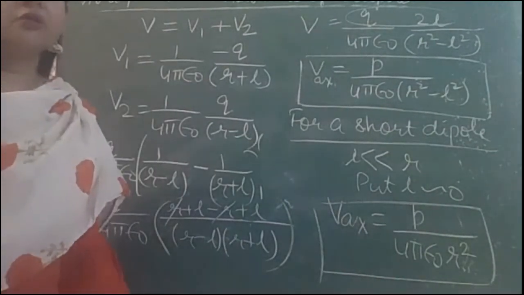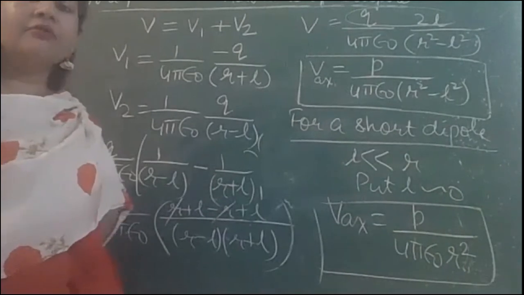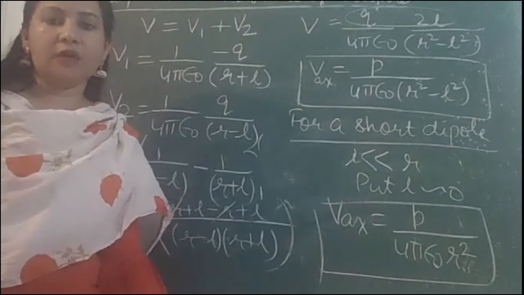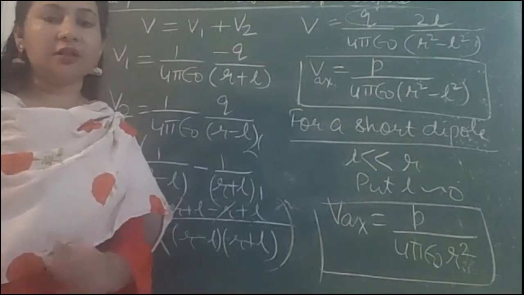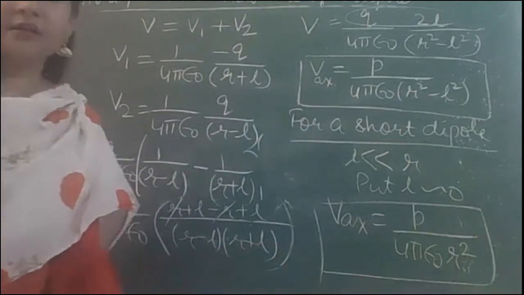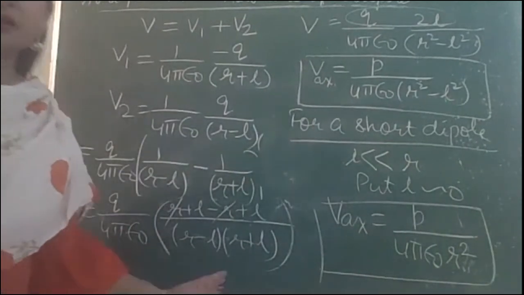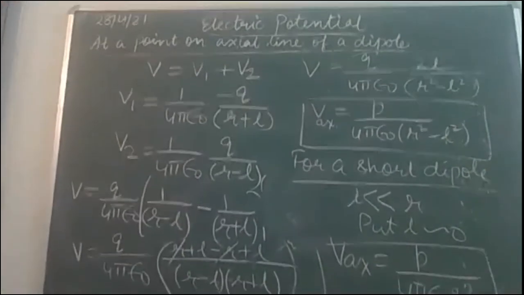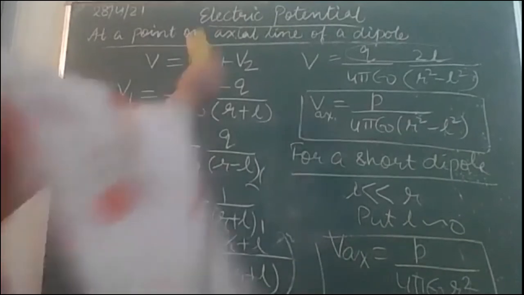Okay. So after that we'll have electric potential at a point on equatorial line of a dipole. Now after this, let us solve on the equatorial line. If it is clear, should I rub this? Yes. Is it clear? Yes, ma'am. Okay, so I'm going to rub this. Now give this heading: electric potential at a point on equatorial line of dipole.